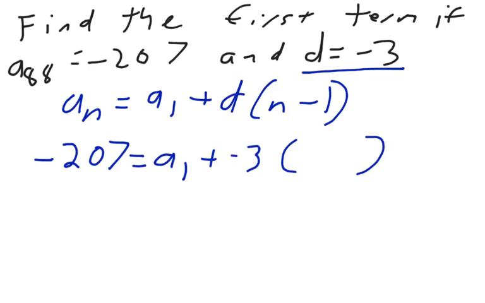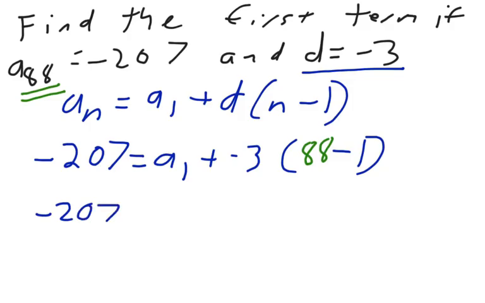So you could have put down minus 3 instead of plus negative 3. And n minus 1. So the question is, what is n? Well, since this said a sub 88, that means n is 88. And I have everything in here except for my first term.